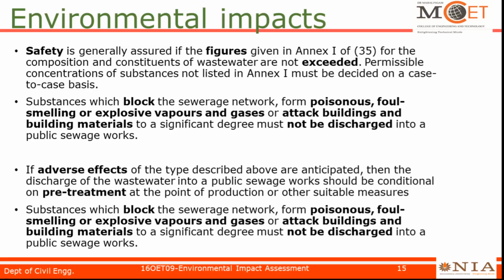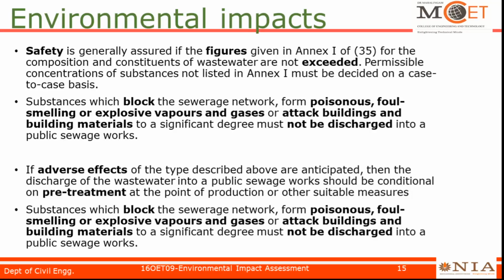Safety is generally assured if the figures, there are some conditions, like we will not be looking at those conditions here. Substances which block the sewage network, form poisonous, foul smelling, or explosive vapors and gases, or attack buildings and building materials to a significant degree must not be discharged into public sewage works. If adverse effects of the type described above are anticipated, then the discharging of the wastewater into a public sewage work should be conditional on pre-treatment at the point of production or other suitable measures.